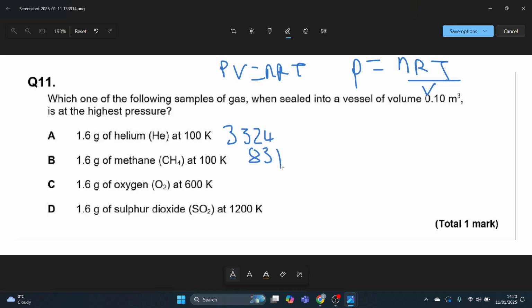Oxygen, 1.6 divided by 32 times by 8.31 times by temperature, 600, divided by the volume. It's already in meters cubed, 2493. And sulfur dioxide, 1.6 divided by sulfur, 32.1 plus 16 plus 16 times by 8.31 times by temperature, 1200, divided by the volume, 0.10. 2489. The answer is A, highest pressure.